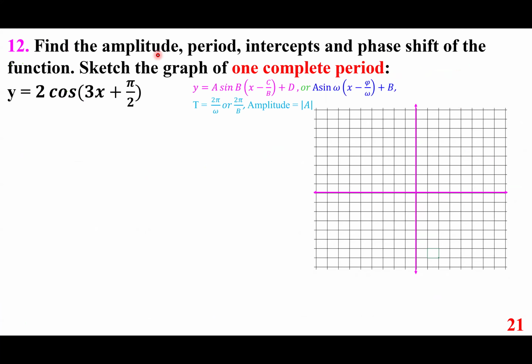Find the amplitude, period, intercepts, and phase shifts of the function. Sketch the graph of one complete period where y is 2 cosine of 3x plus pi over 2.